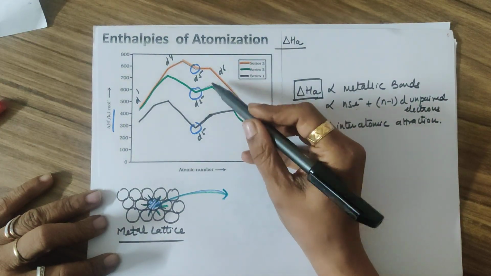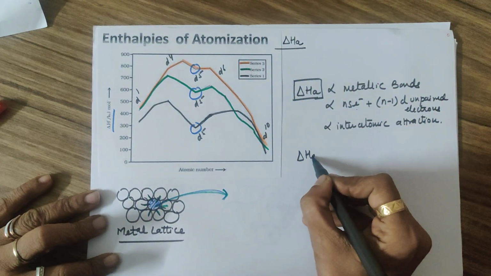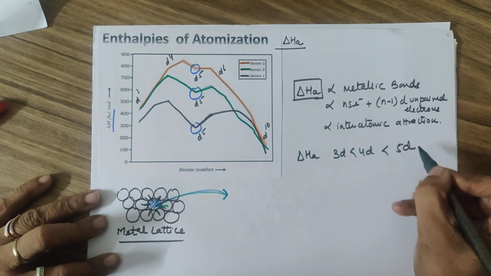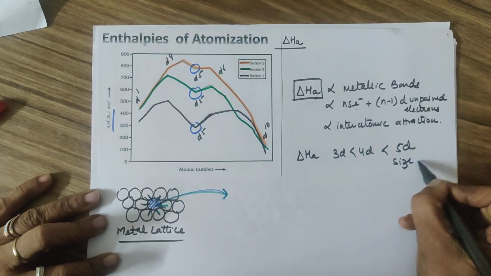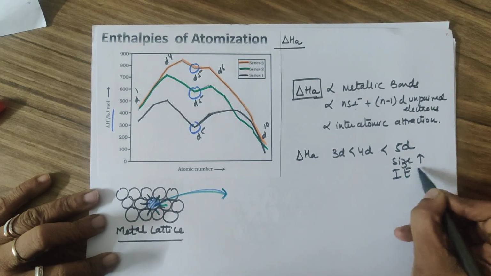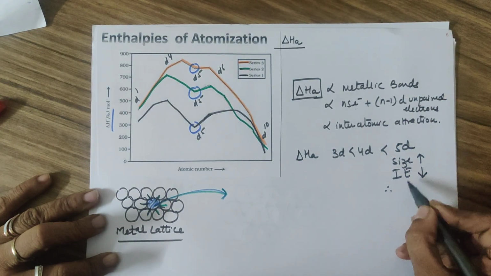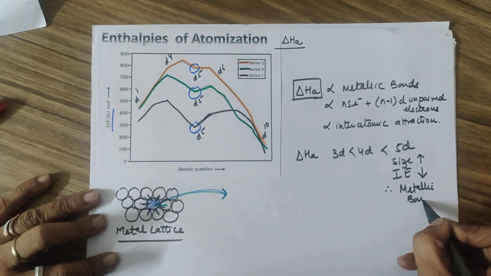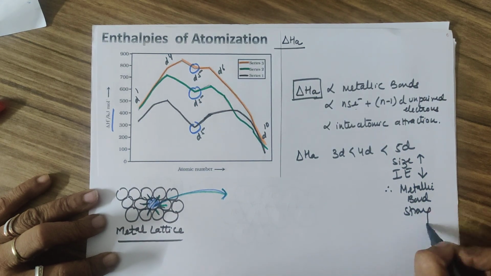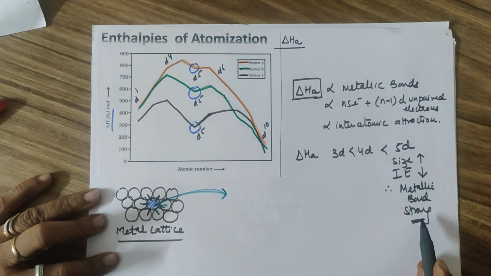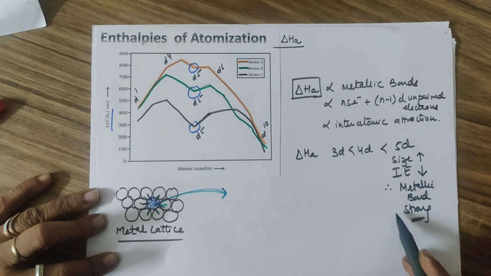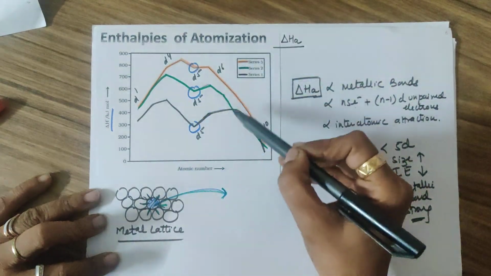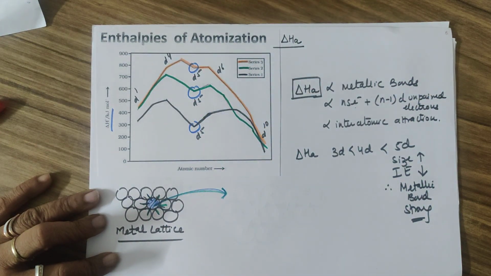Also, the enthalpy of atomization for 4d would be larger and 5d would be the largest because here the size is large, ionization energy is low, therefore the metallic bond is strong, because the electrons participating in the bonding are easily removed. So you have a strong metallic bond formed by the 5d. That is why the enthalpy of atomization is higher in 5d.